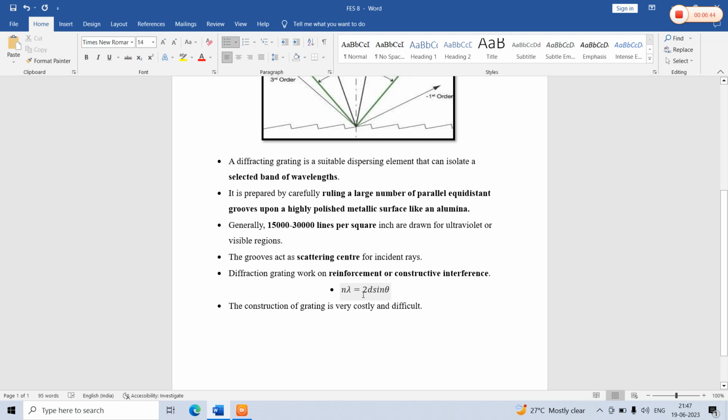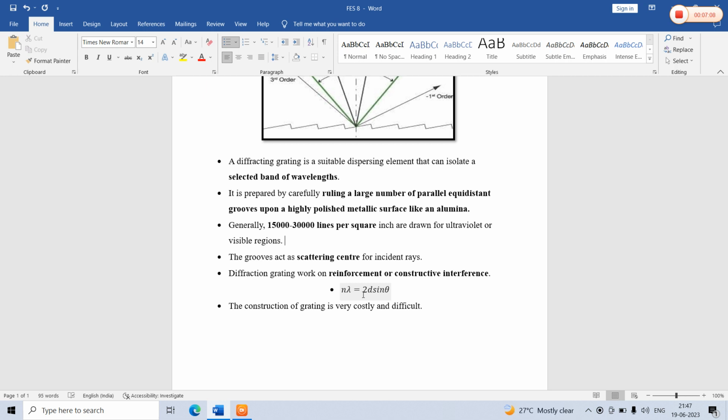Now in this equation, n is the order of the diffraction, lambda is the wavelength, d is the spacing, and theta is the angle of incidence or angle of diffraction. Alternatively, n lambda is equal to d (sin i plus sin r). This equation is useful to calculate lambda.